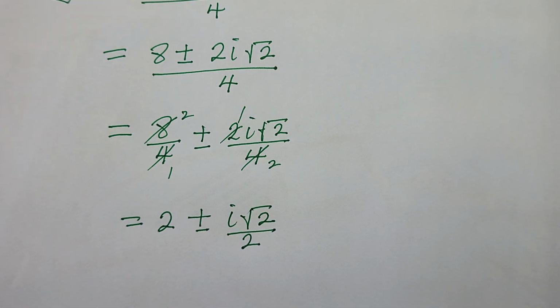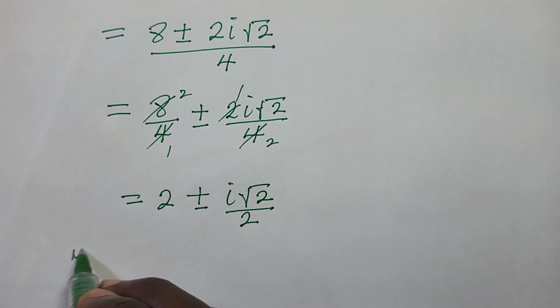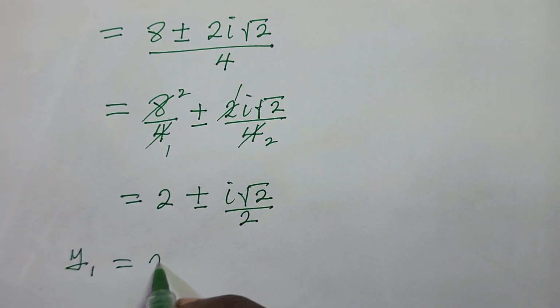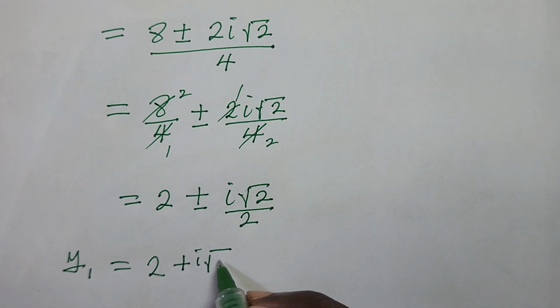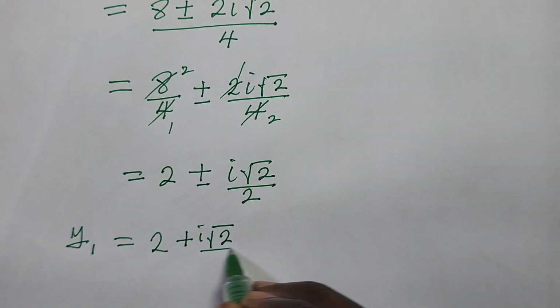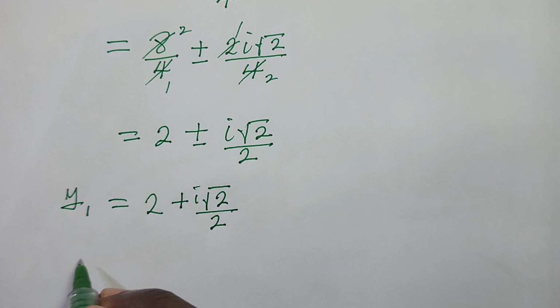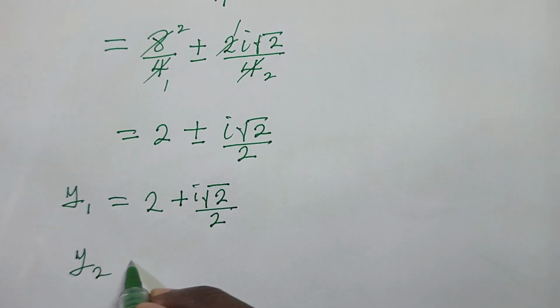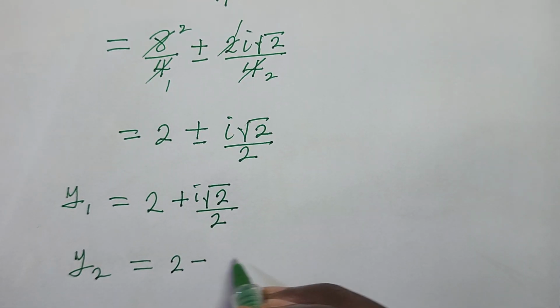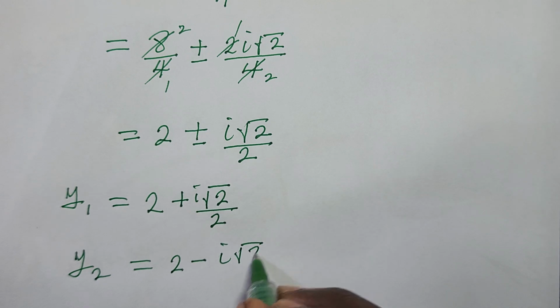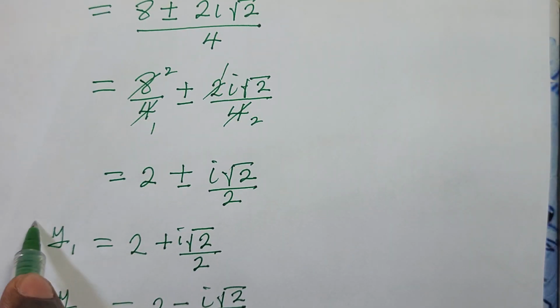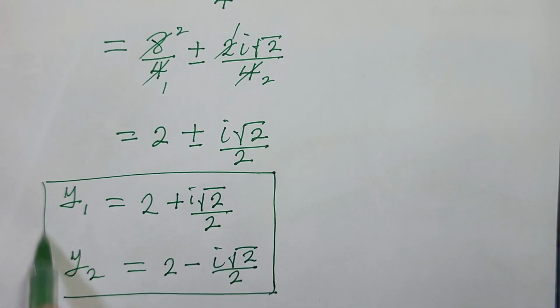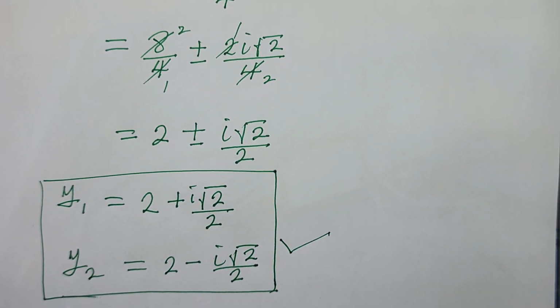So what are the two solutions we have from this expression? Easy. We're going to have y1 is equal to 2 plus i times the square root of 2, all over 2. Then y2 is equal to 2 minus i times the square root of 2 all over 2. Okay, so let's keep these two answers here.